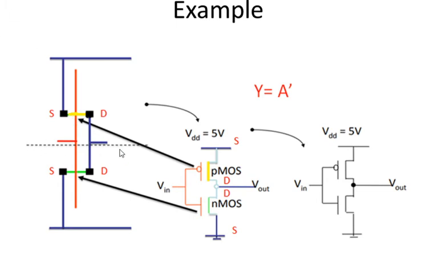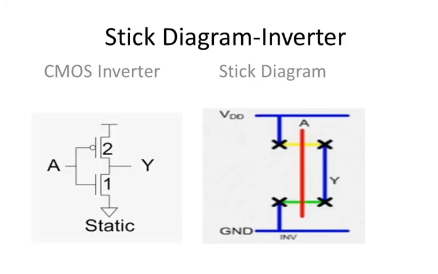Here the center line is said to be the demarcation line. It is used to provide the separation between PMOS transistor and NMOS transistor, or it is used to prohibit the touching of PMOS and NMOS transistors. So this simple diagram is a stick diagram for a static CMOS inverter.